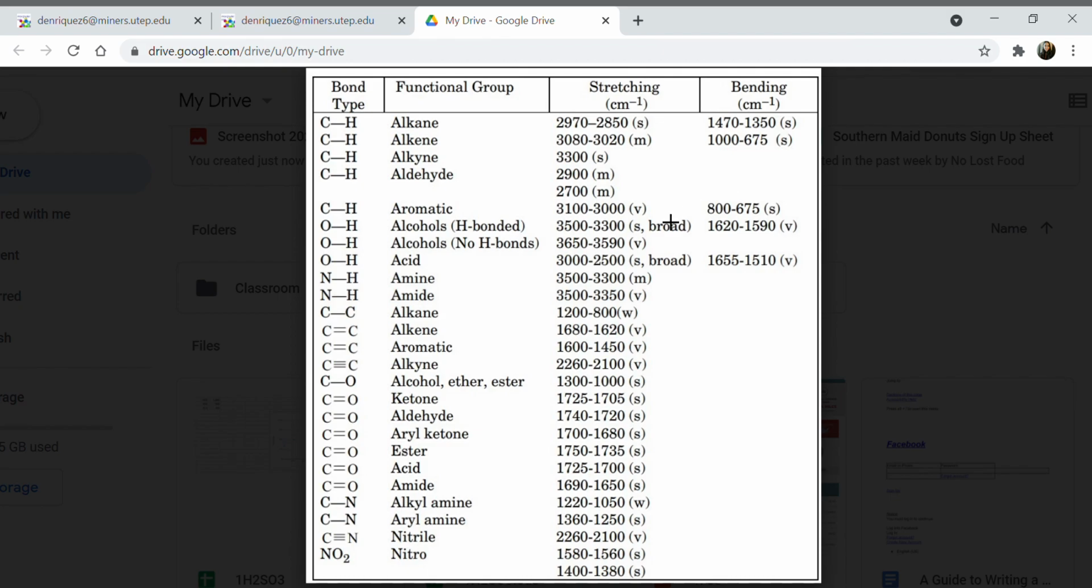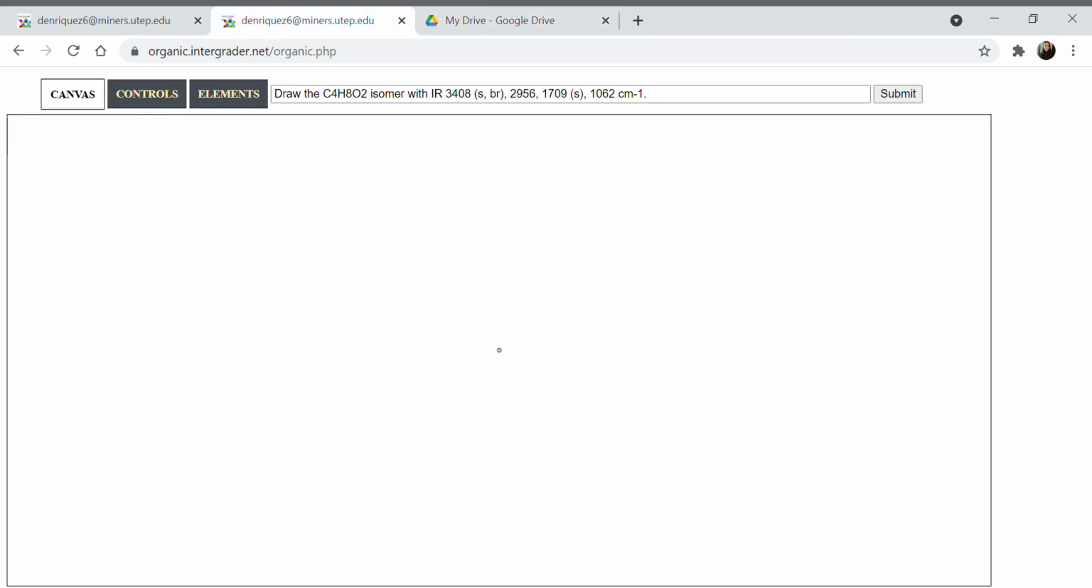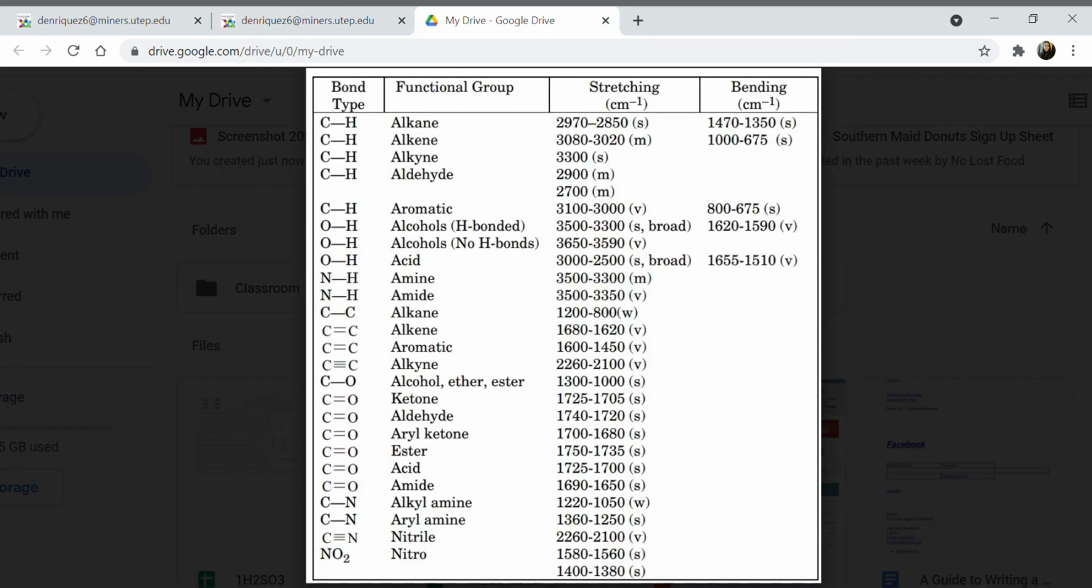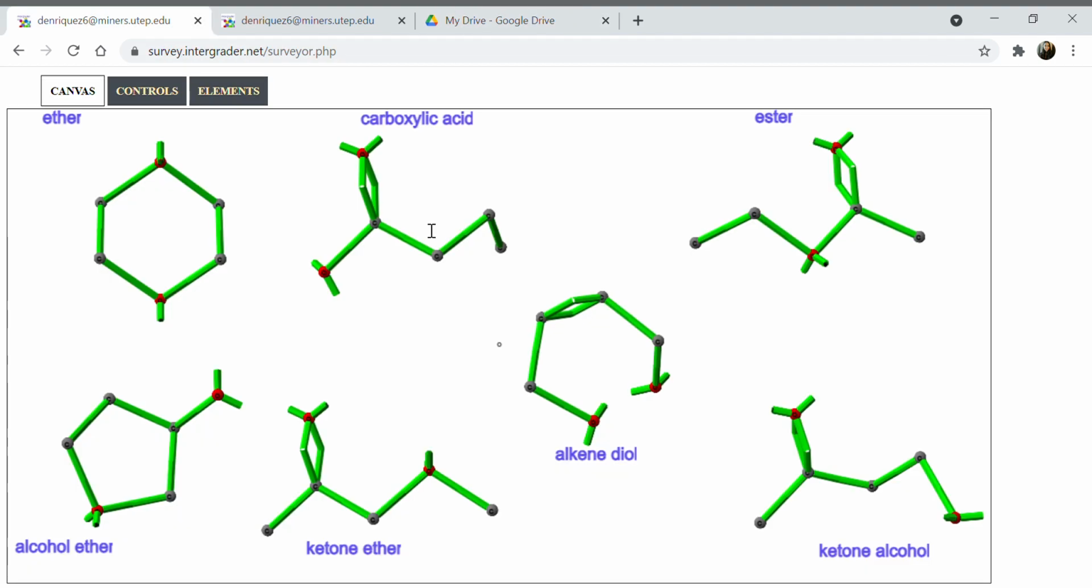3408. Okay, so I'm going to look on my chart. 3408. Let's see, was it S and BR? So it would be between here. So I see we do have an alcohol on this one. And I see we have 2 alcohols here. So it can be either an ether or a ketone.